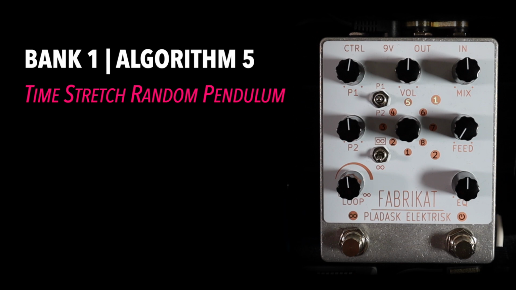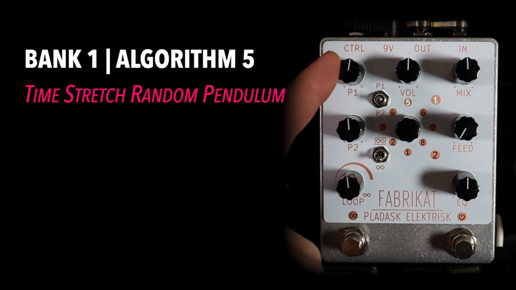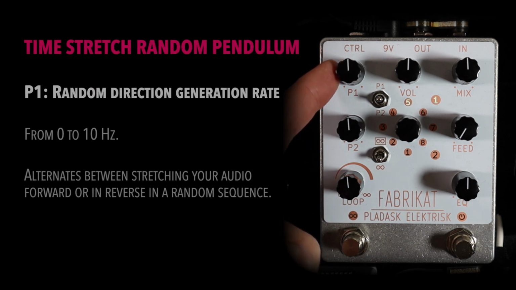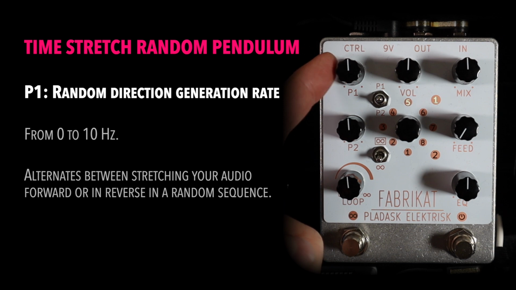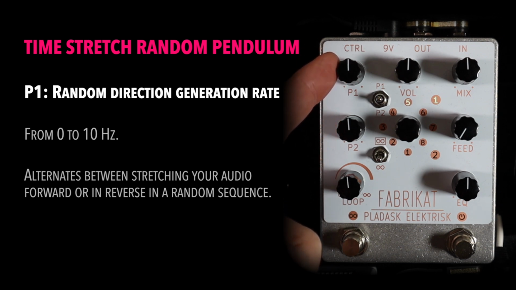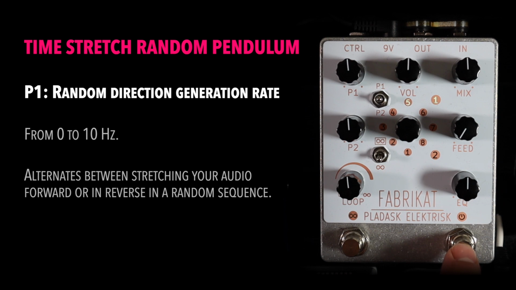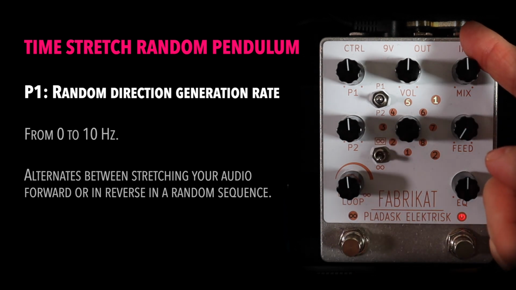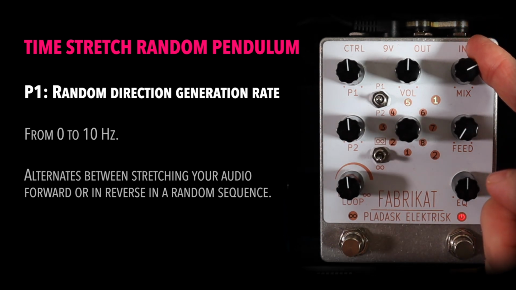Okay, so basically on this one, parameter 1 determines your random direction generation rate. And according to the manual, it's from 0 to 10 hertz. So that tells me it's a slower rate and it's a faster rate. And this alternates between stretching your audio forward or in reverse in a random sequence. So let's start listening to this. Once again, I'm going to crank the mix so you can really hear what it's doing.